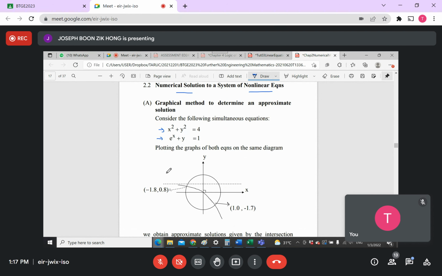Okay, so we have a few methods. The first one is called the graphical method. What is the graphical method? We try to plot. This one is not easy. We try to plot both lines.